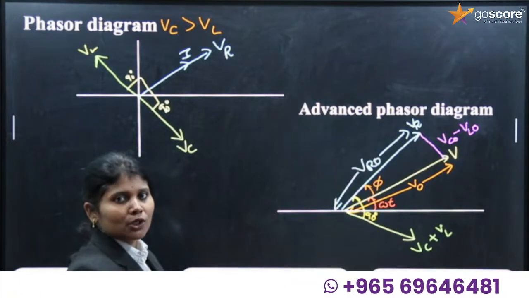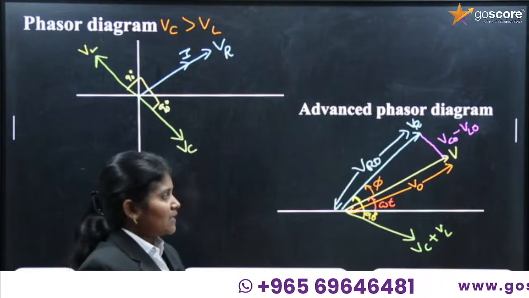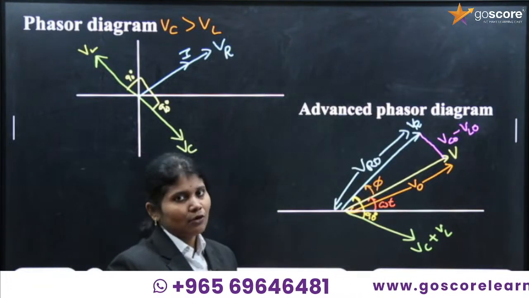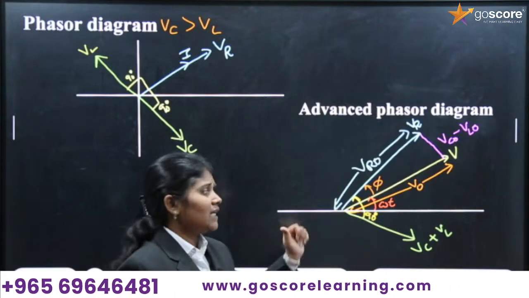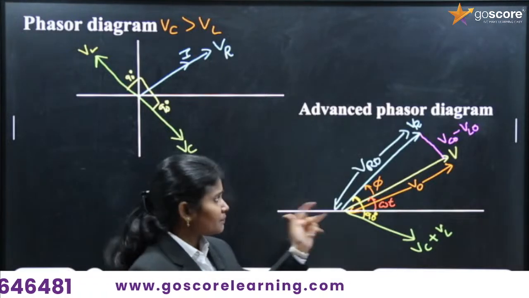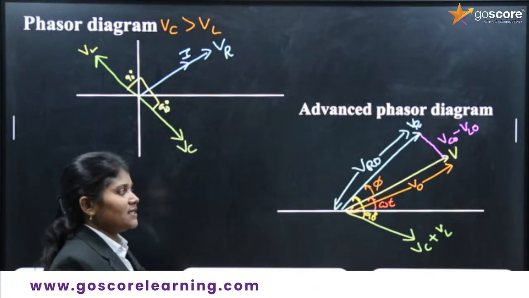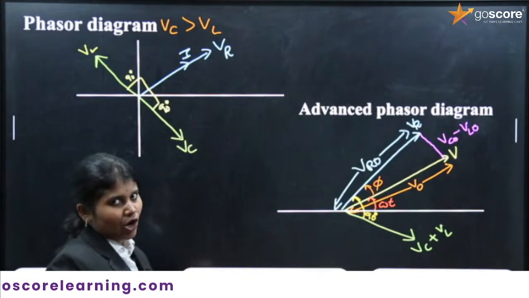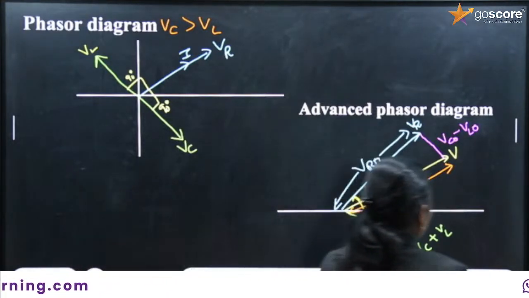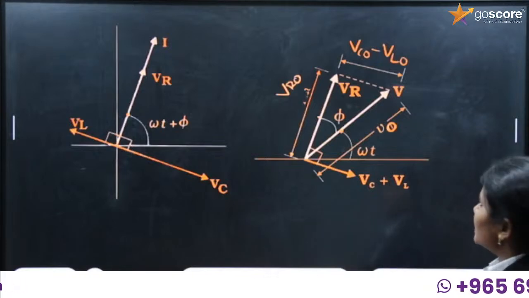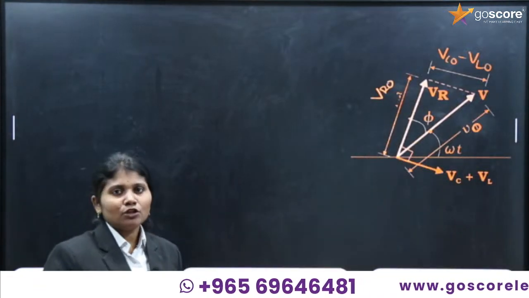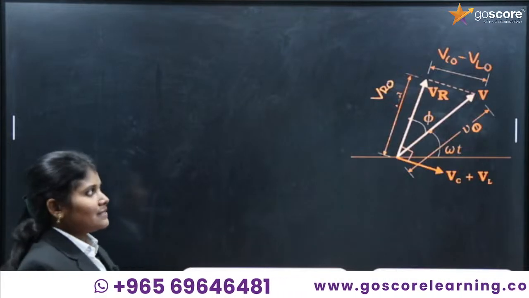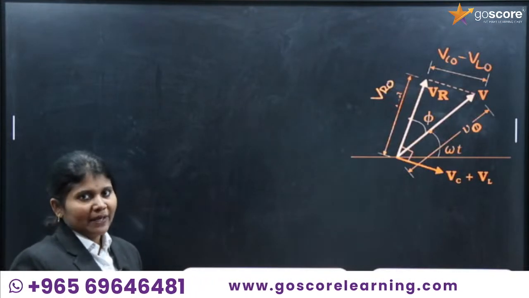We know that I is equal to I naught sine of omega t plus phi. The angle between the resistor voltage and VC plus VL is 90 degrees, that is pi by 2. So this is the advanced phasor diagram for an LCR circuit. By using this diagram, we will find out the impedance value.